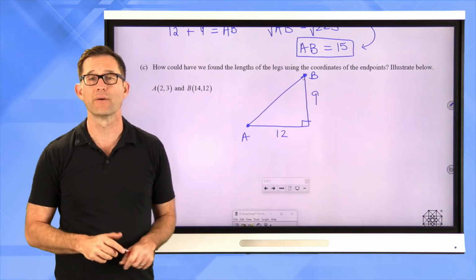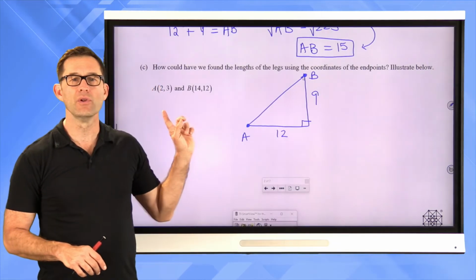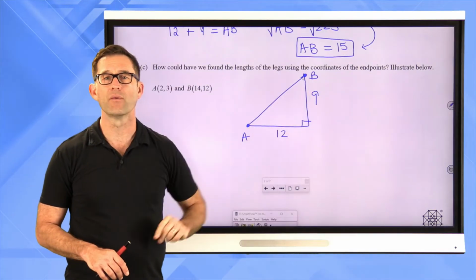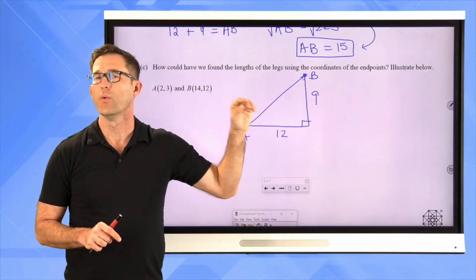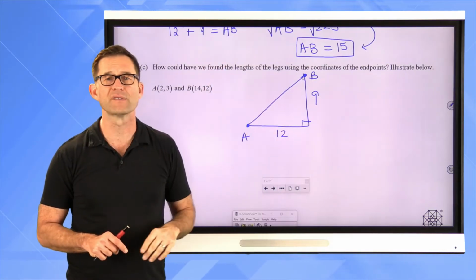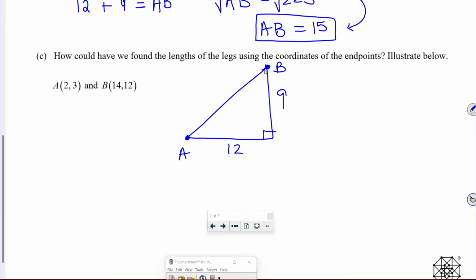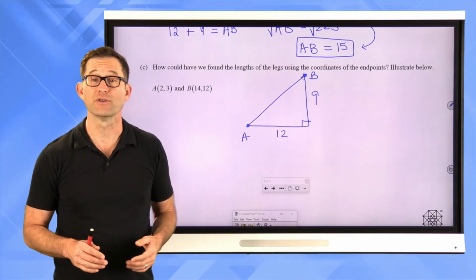So let's take a look at letter C. How could we have found the lengths of the legs using the coordinates of the endpoints? Illustrate below. So I'd like you to look at these two coordinate points and the 12 and the 9, and think about how we could have come up with the 12 and the 9 without ever having to count boxes or anything like that.